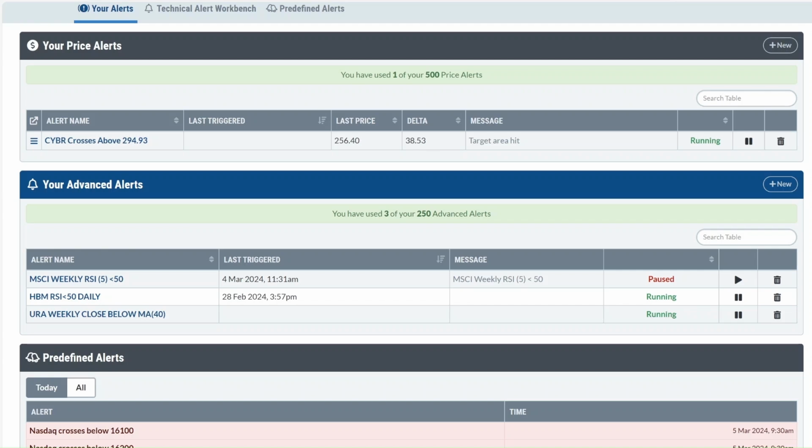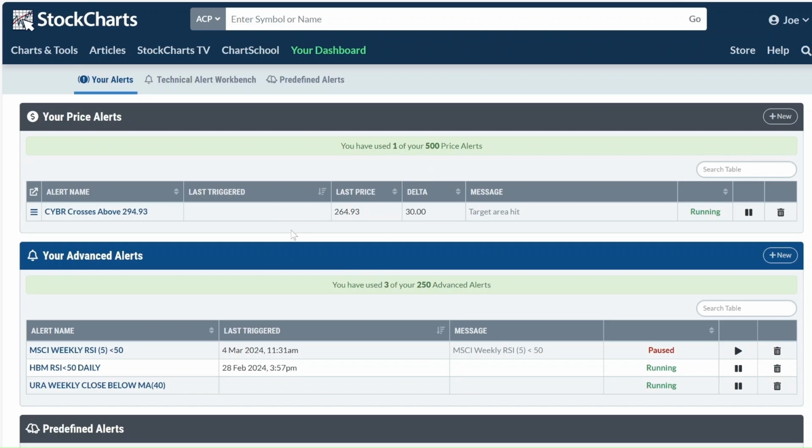Okay, so I did want to mention that I don't work for StockCharts. I don't want to give you the wrong impression. I'm just showing you, I think, something that's a pretty powerful tool that I'm starting to use on a regular basis. So I said ACP a few times, but in reality, it is StockCharts, and you want to go to your dashboard and get into the charts and tools, and I'll just show you where to find it.